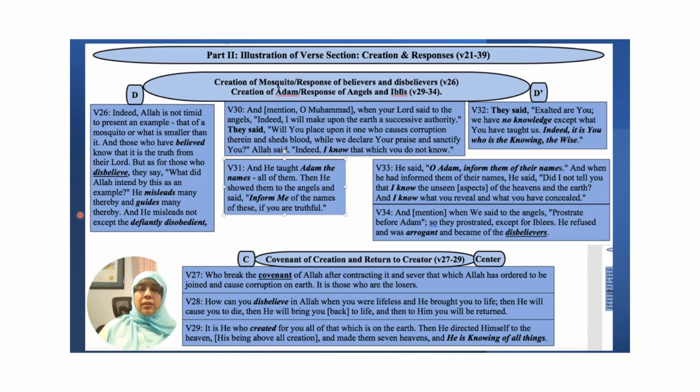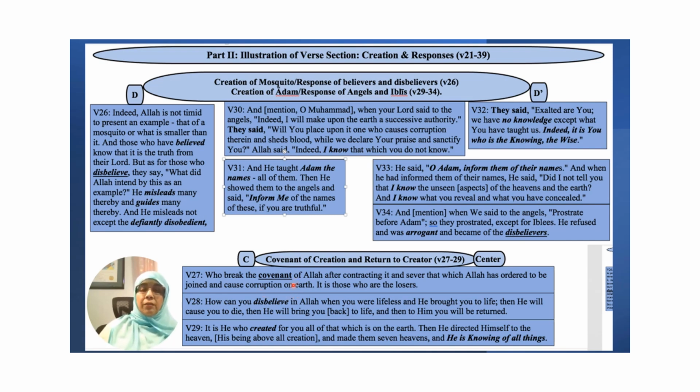So now within this structure, we see a center group of verses. Remember how I said the ring structure has a center? So here the verses are 27 through 29. So the center brings to focus the covenant, the ahad, which is the agreement of creation, where we all testify that Allah is our Lord at the time of our creation. But obviously we have forgotten that agreement, but it is in our nature, our fitrah, to recognize the Creator.